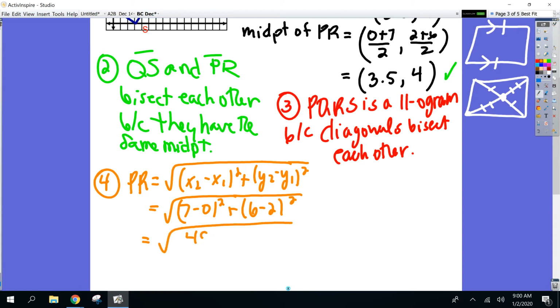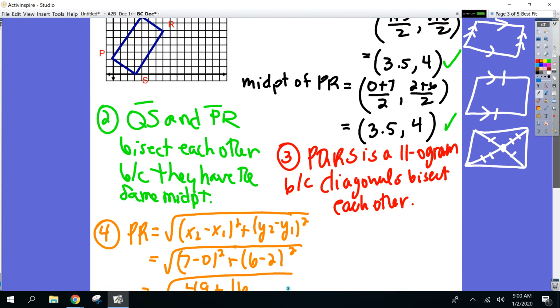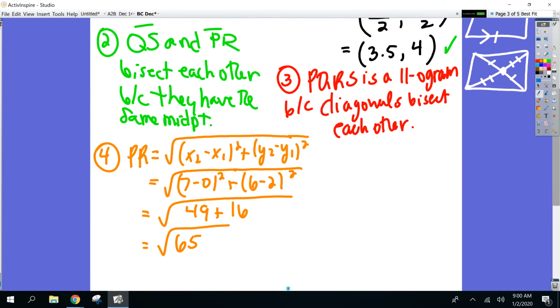So what am I getting? 49 and 16. How's that look? Good talk. 65. We getting the square root of 65 for PR? Yeah? Okay. Now you got to do it for QS, the other diagonal, and you can't just write QS equals square root of 65. You got to show me the numbers that got there.